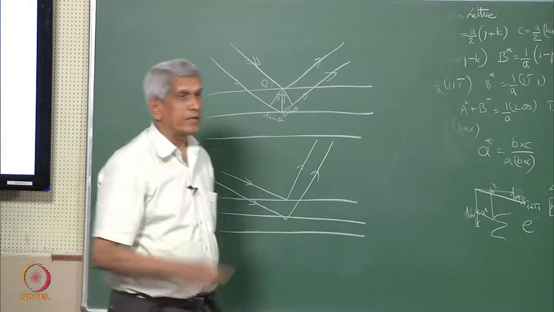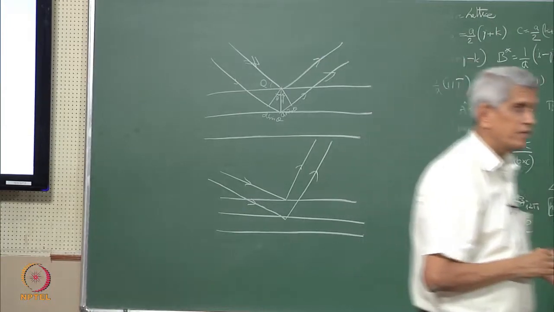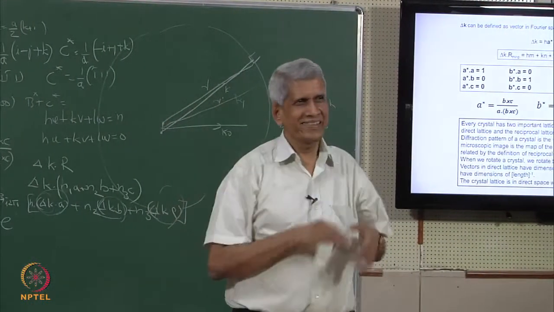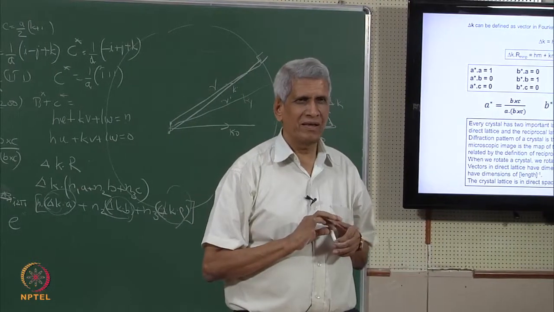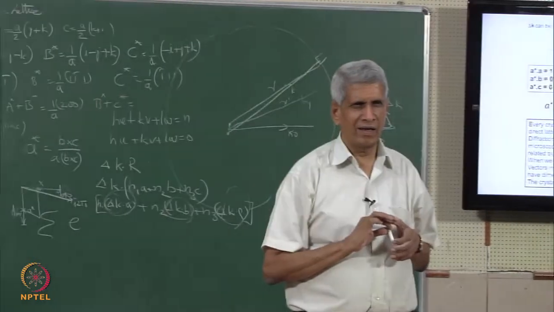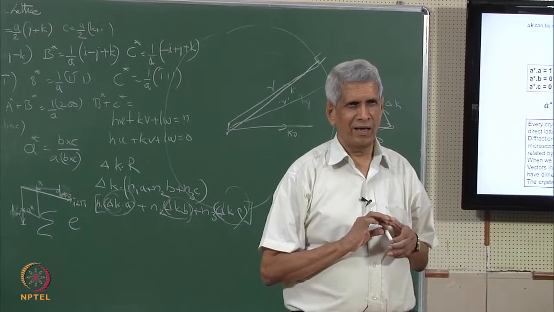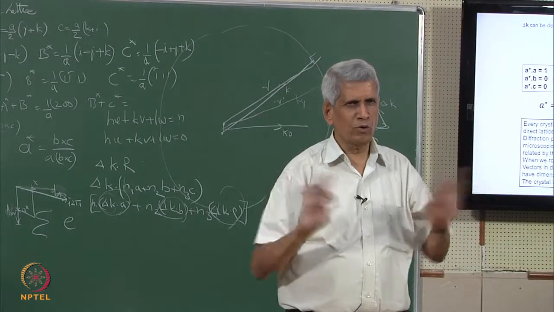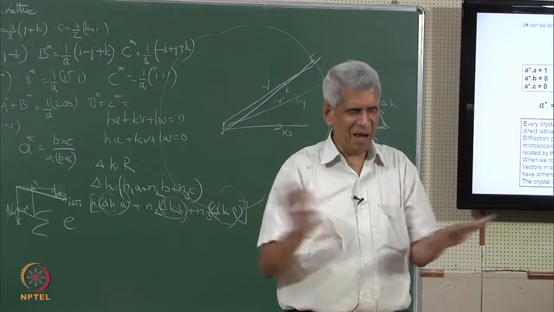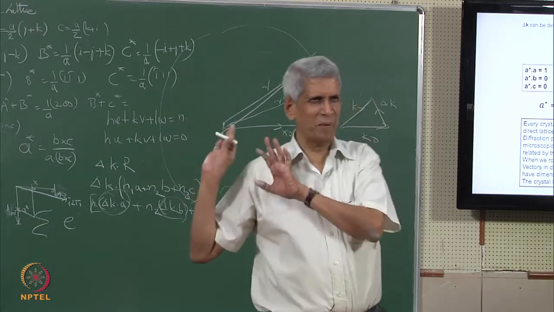Will diffraction take place? Apart from n lambda equals 2d sin theta, we should also have periodic scatterers. No, there is diffraction only. We are talking about no periodic scattering, we are not talking about atoms. We are talking about diffraction from a plane, Bragg law.